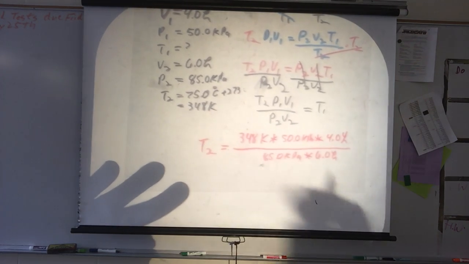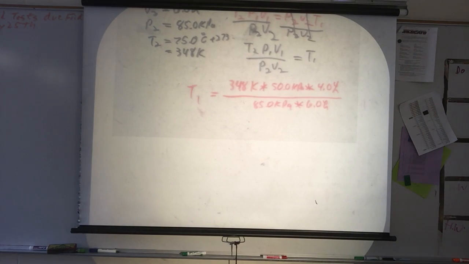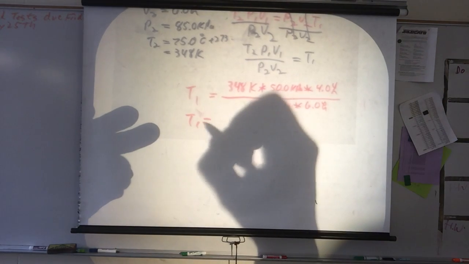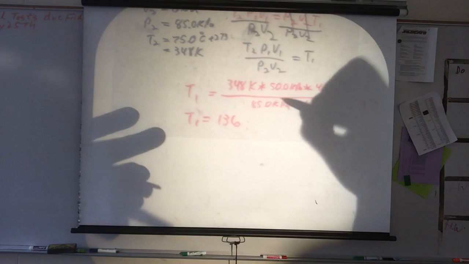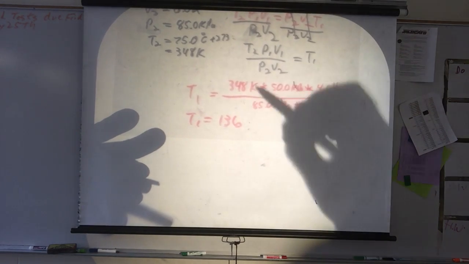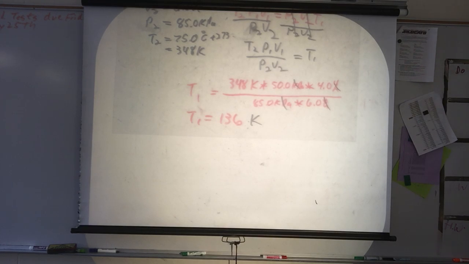So this is going to equal our T1. And I get T1 is 136. And of course, we need units. kPa cancels with kPa, liters with liters. The only unit left is Kelvin. So 136 Kelvin.